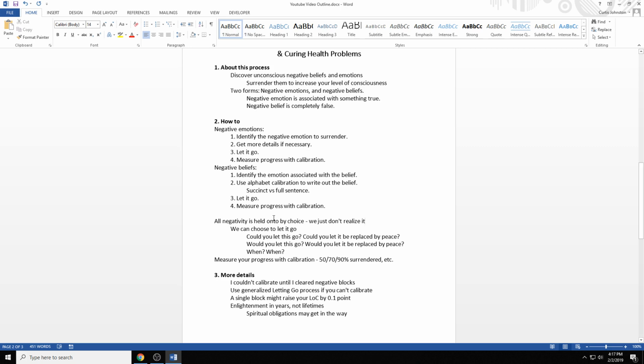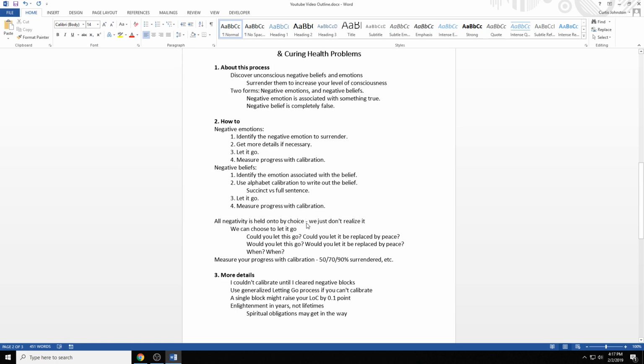And like Dr. Hawkins once said, you can love somebody even while they're killing you. If somebody's murdering you in the field of battle or whatever, you can love them unconditionally even while they kill you. Like Jesus loved us, even when he was being put to death, he still loved humanity. So all negativity is held onto by choice. We just don't realize it.